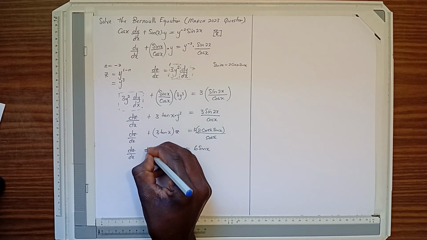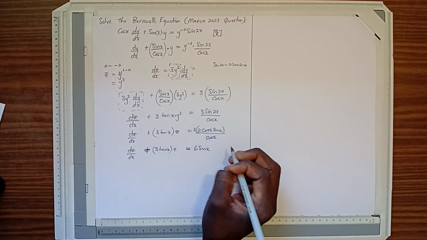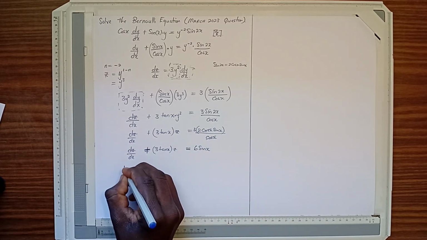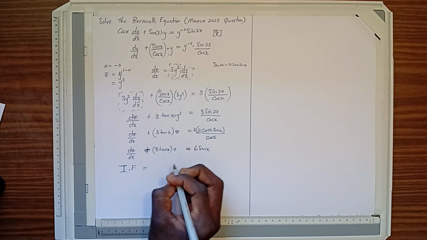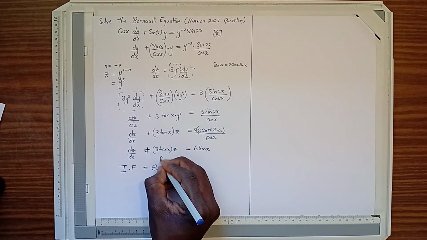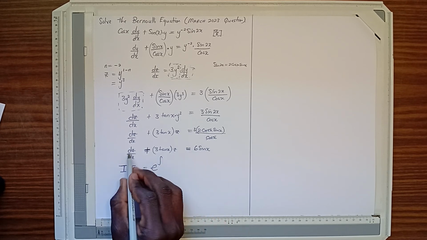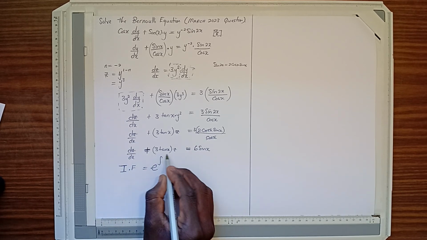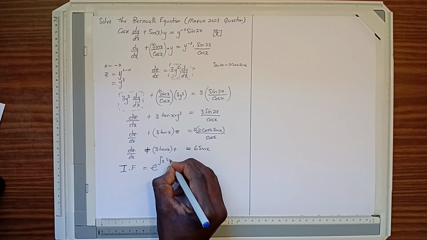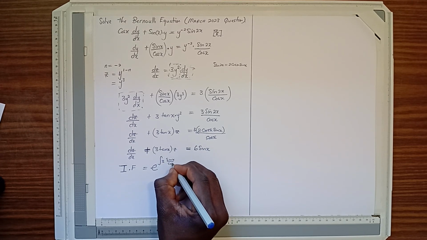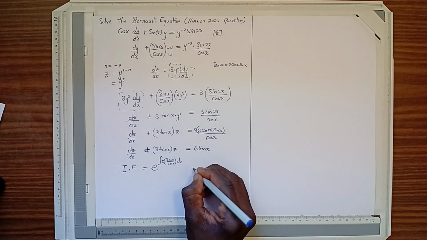Now this one is the differential equation which uses the integrating factor. So we have to introduce the integrating factor. The integrating factor is e to the integral of the coefficient of z. Since we are dealing with dz over dx, the coefficient of z is equal to 3 tan x. Tan is the same as sine x over cos x, like this, then by dx.